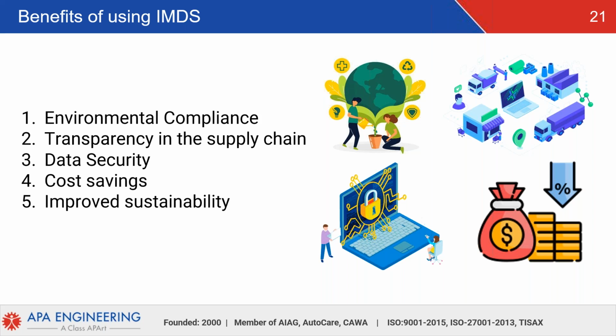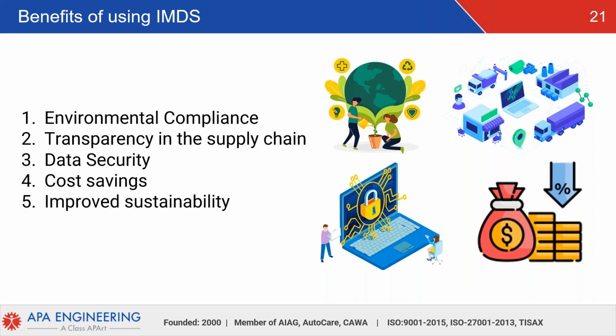So IMDS helps the automotive companies to become compliant with these various regulations by detailing the materials that went into making a particular automobile or vehicle. So if there are any hazardous substances within that product, IMDS helps to identify that particular substance and inform the automotive companies and help them to determine the alternative, which is safer for the environment. So in that way, IMDS is beneficial.